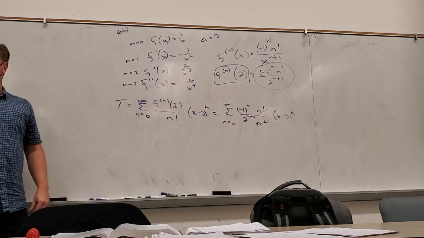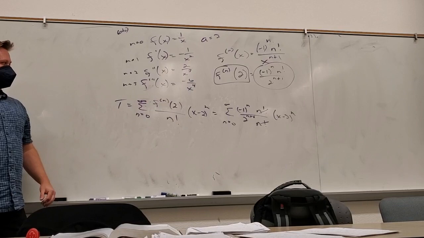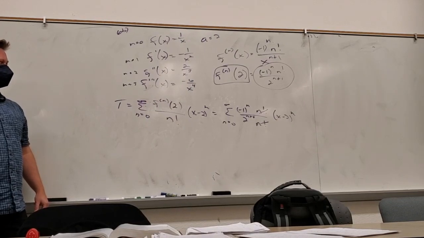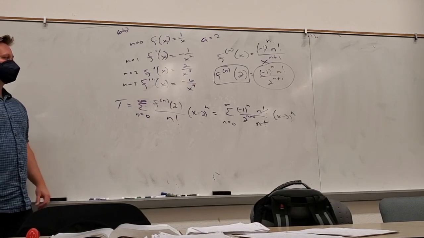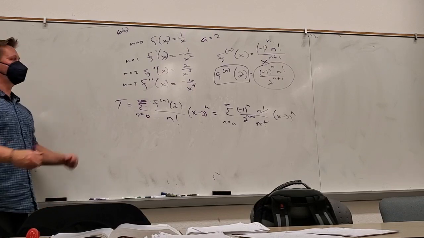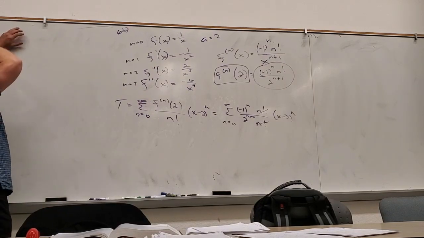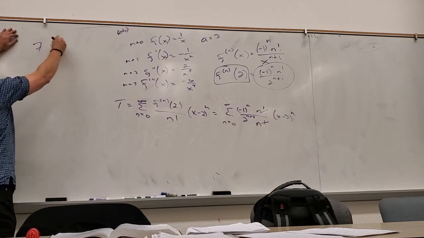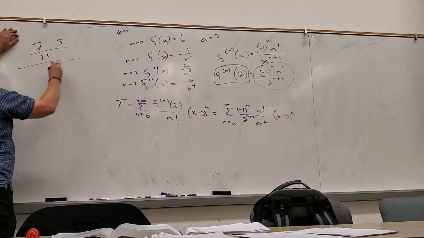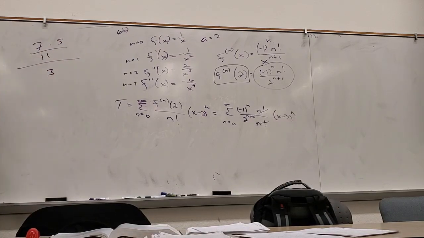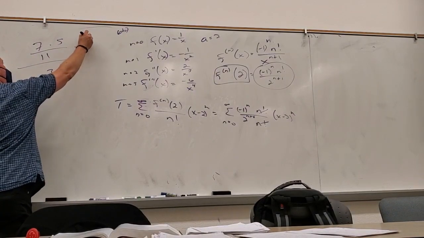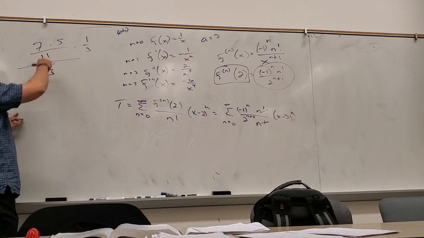Yes? If f^(n) is on the top and it's divided by n factorial, why aren't you dividing the whole f^(n) by n factorial and leaving it on the top? I did. How do I say this? 7 times 5 divided by 11, all divided by 3. Divided by 3 is the same thing as multiplied by what? One third.